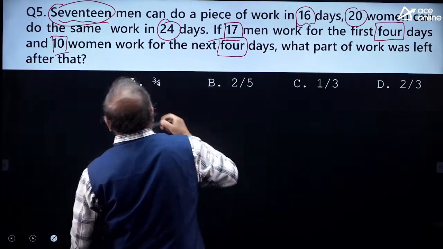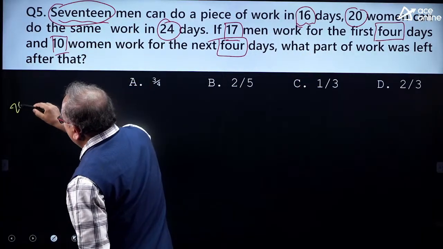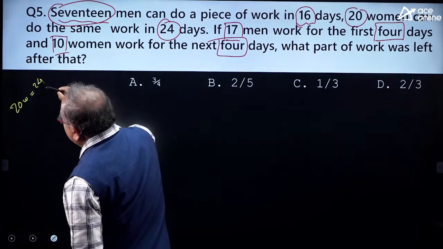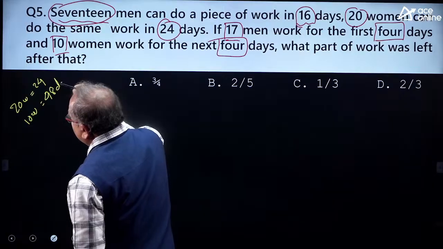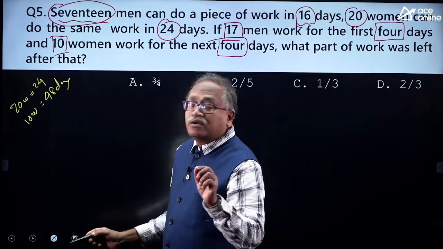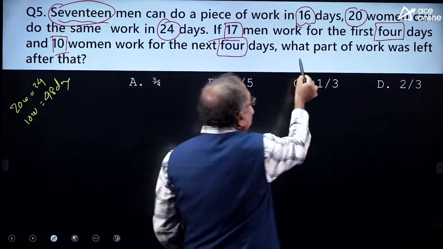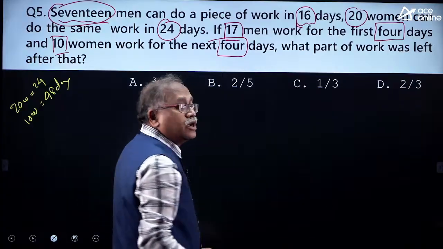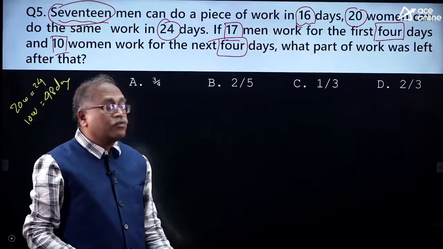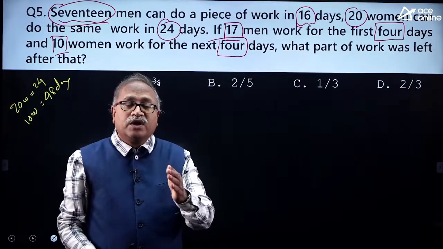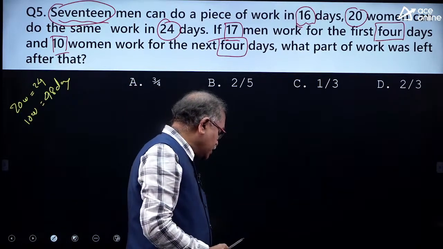From here, can I find out, if 20 women take 24 days, then 10 women will take double the time, 48 days. So these 10 women take 48 days to complete the work, and they work for 4 days. So what part of the work was left after that? You can see 3 by 4, 1 by 2, 1 by 3. So 1 minus the amount of work they have done. Let us take your 30 seconds.